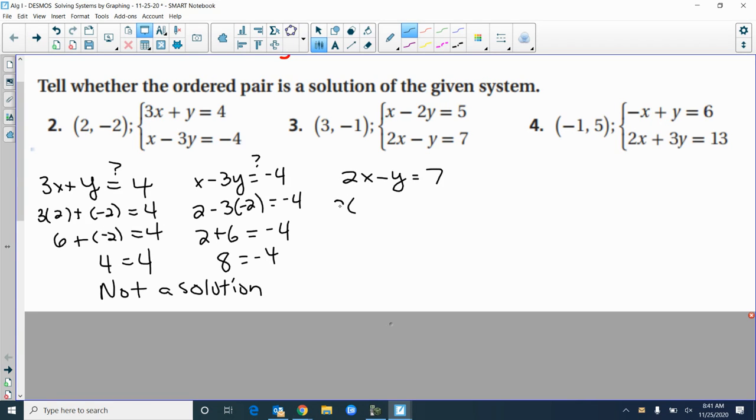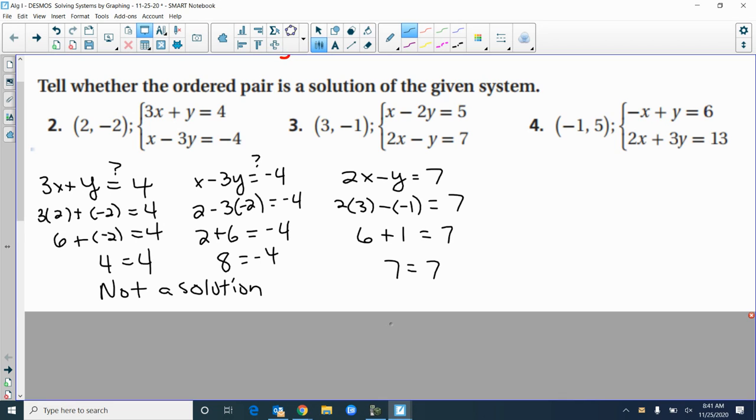All right, so 2x minus y equals 7. That's 2 times 3 minus negative 1. Minus a negative 1 becomes a plus. So I got 7 equals 7. So I think Preston's right. All right, number 4. Solution. Sam, what do you think?